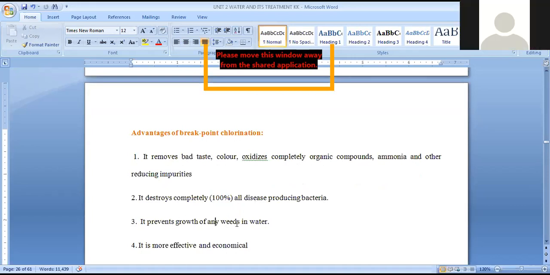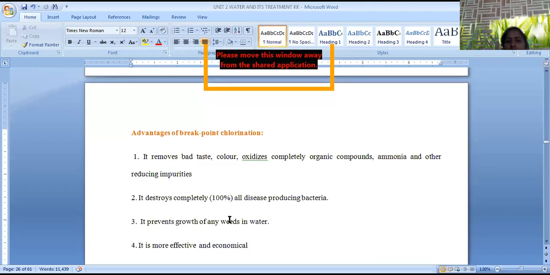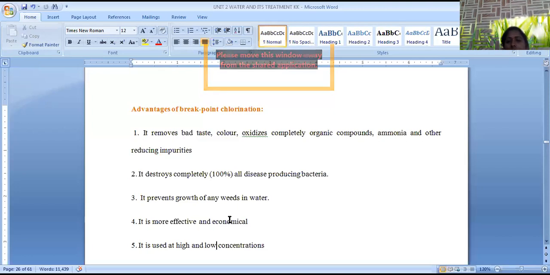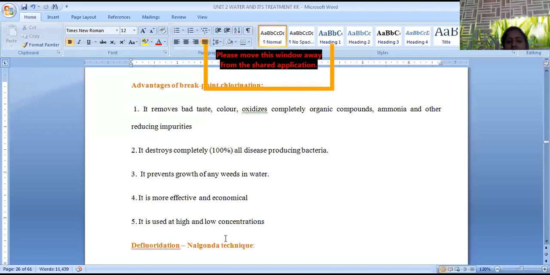It prevents the growth of any weeds in water. If water is stored for a longer time, what happens? There is a growth of unwanted plant material, or algal blooms are also possible. This chlorination is also used to prevent such growth of weeds in that water sample. And it is effective and economical because it is a cheap material and can be stored for a longer time. That's why it is cost effective. And it can be used at high and low concentration. So even at high concentration and low concentration this can be applied. So this is about potable water treatment.